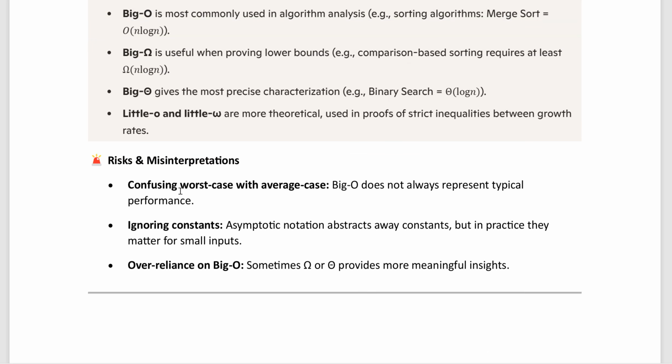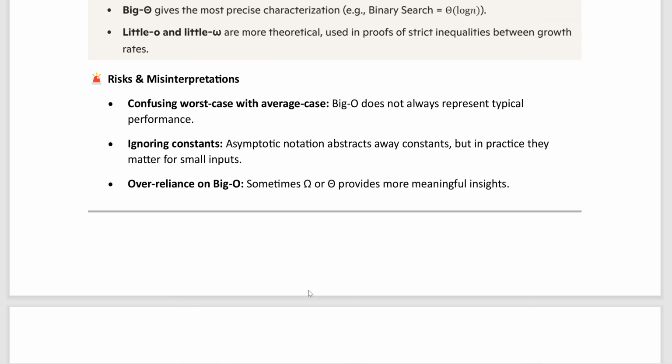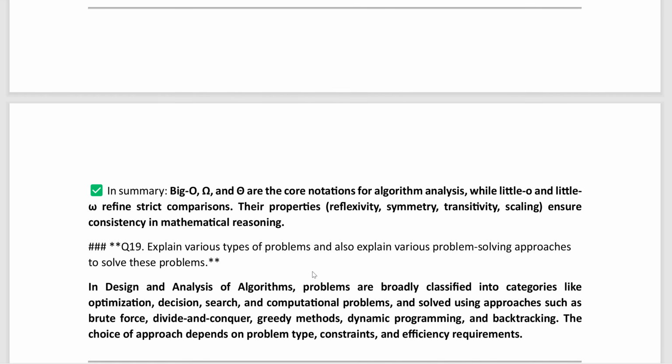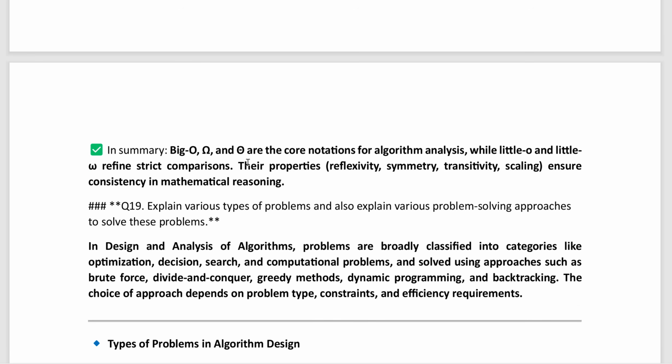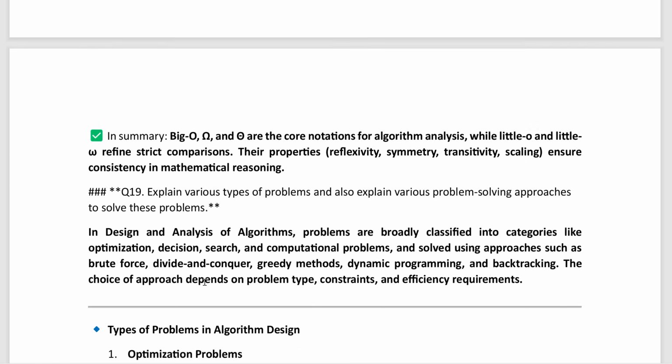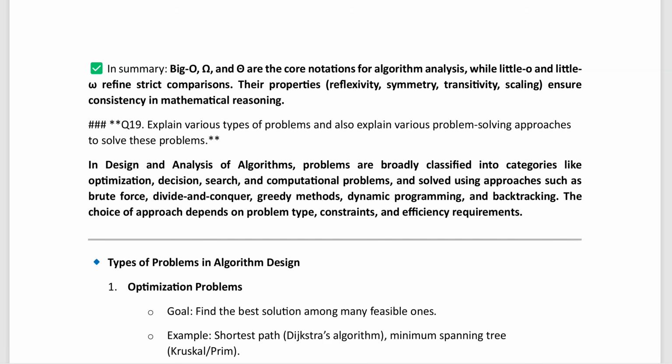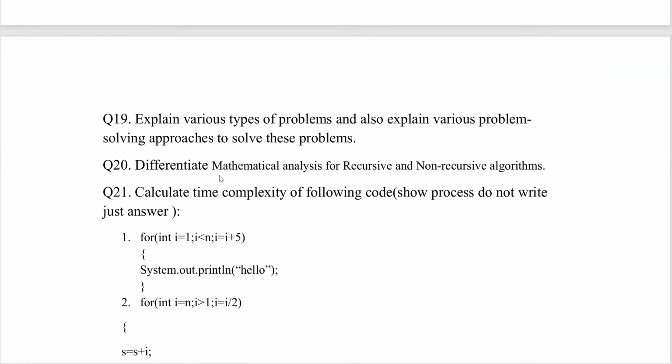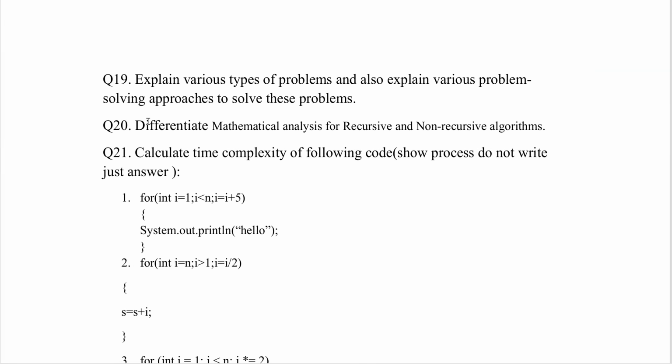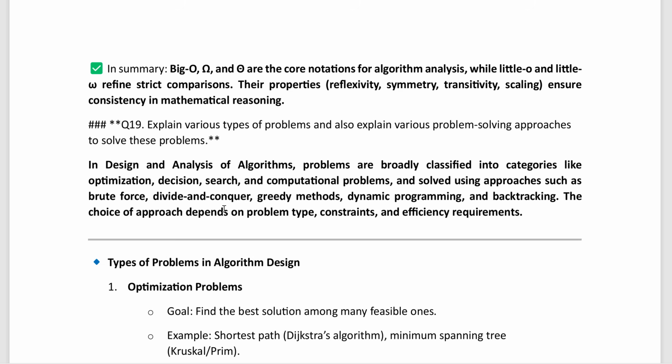Right? These are some of the risks and misinterpretations. Right? You can read it on your own. Risks and misinterpretations. So in summary, big O, omega, theta are core notations for algorithmic analysis. So now we jump to question number 19. Explain various types of problems and also explain various problem solving approaches to solve these problems.